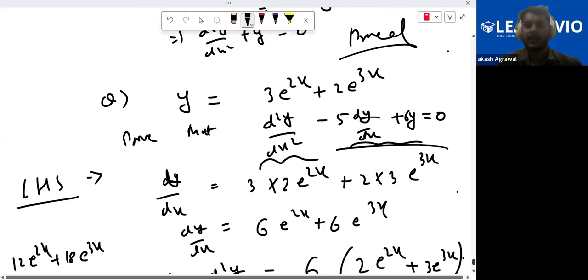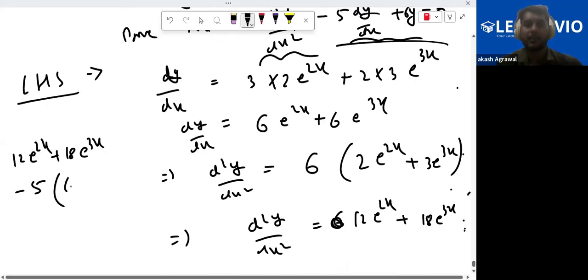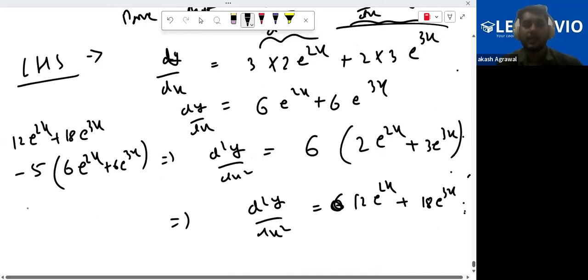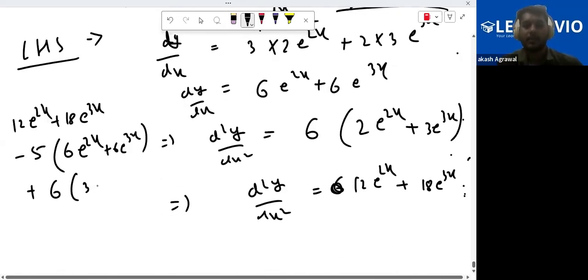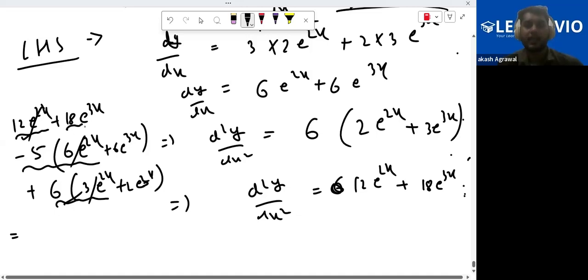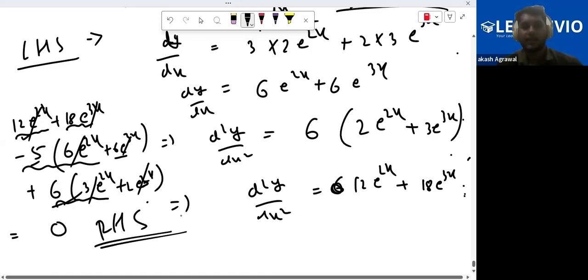Minus 5 dy by dx, which is 6 e to the power 2x plus 6 e to the power 3x, and then plus 6y, and y is 3 e to the power 2x plus 2 e to the power 3x. Let's simplify this. 18 plus 12 is 30, minus 30 e to the power 2x, so these are cancelling out. And here we have 18 again, minus 30 and then 12, so this is also cancelling out. So finally, what we get is 0, which is the RHS.